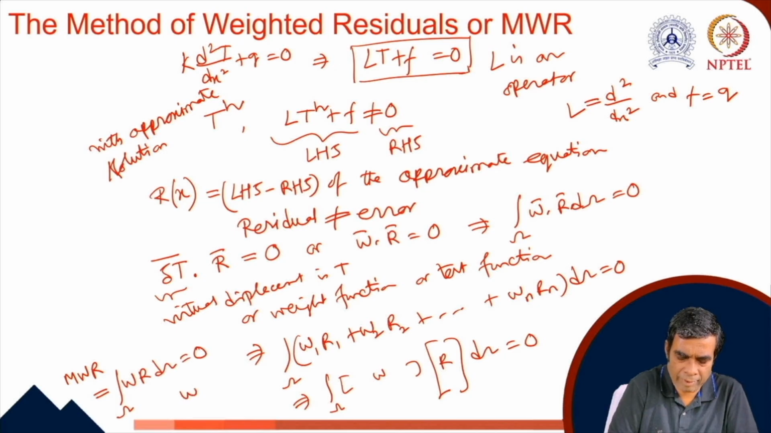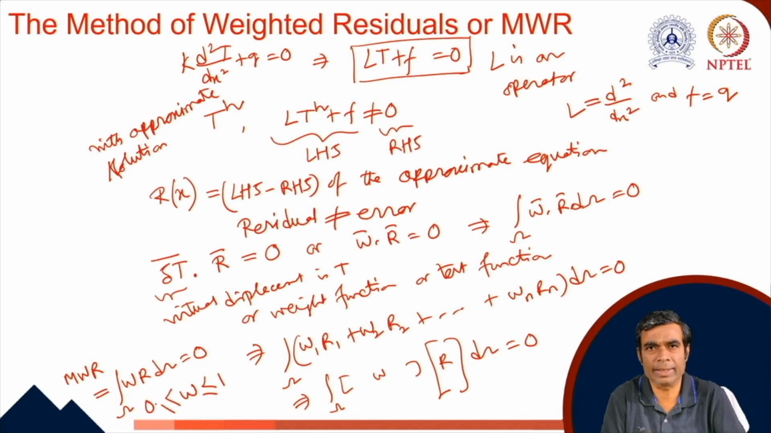Weight function we define such that the value of weight function changes from 0 to 1. So weight function can be a fraction. It is a known quantity. It varies between 0 and 1. And at Dirichlet nodes, at the essential boundary nodes, the value of weight function is 0. And for finite volume method, we have the weight function value equal to 1. So this is the foundation for the method of weighted residual, or MWR.